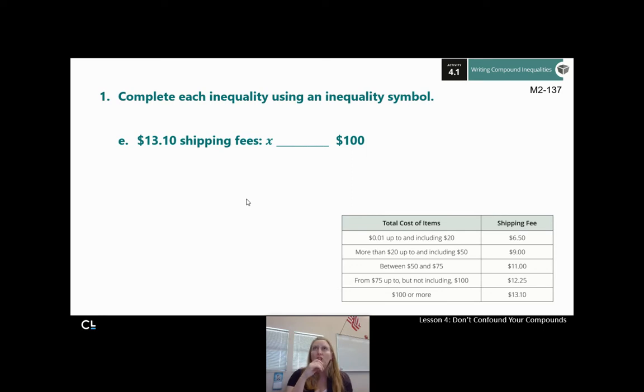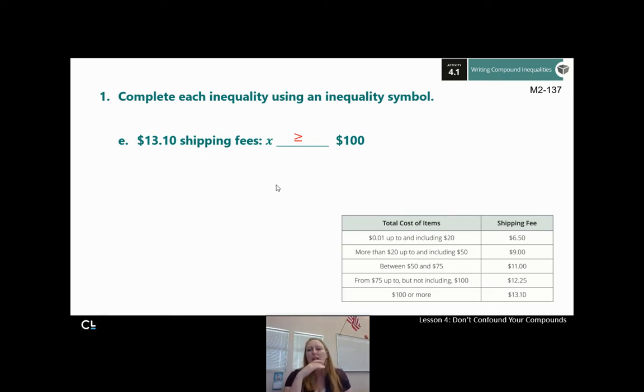$100 or more. So that sounds to me like it includes $100. And of course, if it's more than $100, that's greater than. So we'll say that X has to be greater than or equal to $100. Yay. So now we've written these inequalities for parts A, B, C, and D.